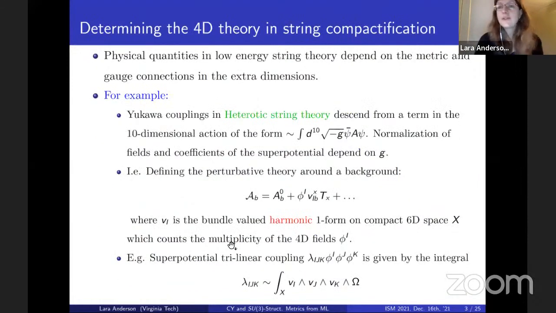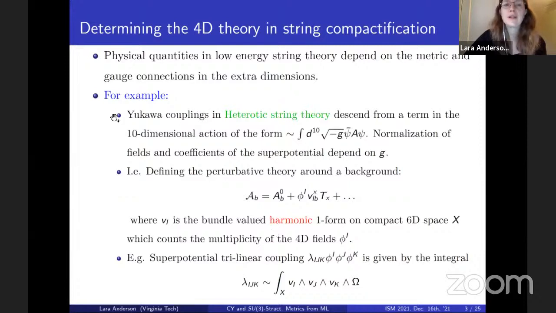So just to give you a feel for where I'm going to focus, in many corners of string theory, physical quantities in the low energy theory depend on the shape of these compact extra dimensions in a string compactification, and particularly the metric, and possibly on gauge connections in the extra dimensions. So for example, in heterotic string theory, which I'll use as an example in several aspects of this talk, there are gauge field VEVs over a six-dimensional compact space, and assorted quantities that you want to know in the low energy theory.